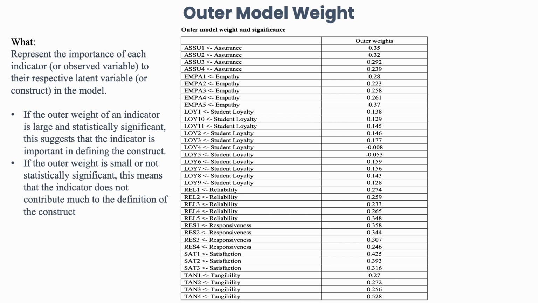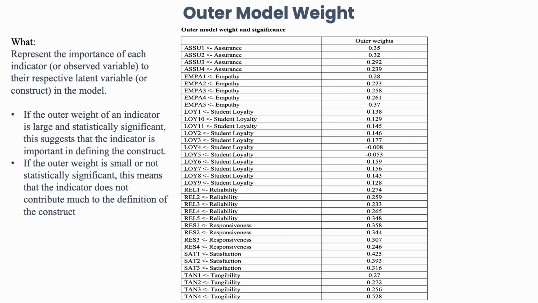Now, how do we interpret these weights? First, if the outer model weight of an indicator is large and statistically significant, this suggests that the indicator is important in defining the construct. However, if the outer weight is small and not statistically significant, this means that the indicator does not contribute to the definition of the construct. It is important to note that removing indicators with non-significant outer weight should be done in a very cautious manner.